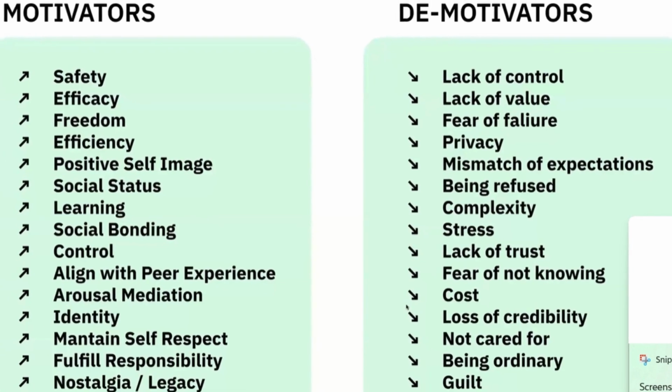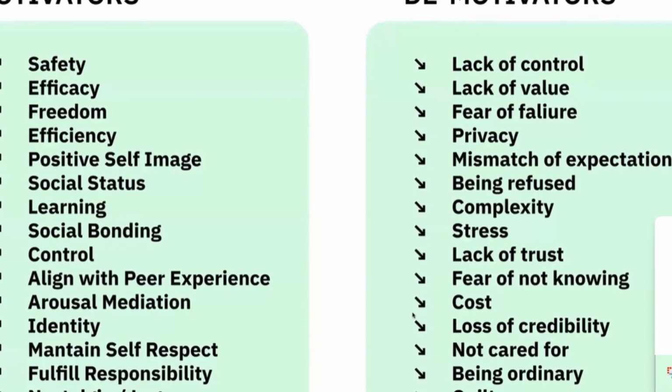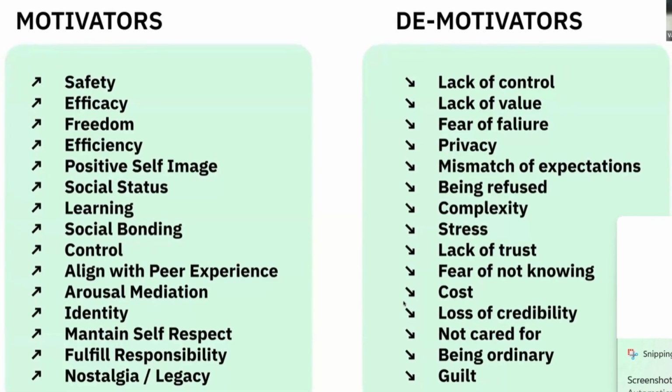On the other hand, a demotivator, as the name says, is something that makes user interaction less efficient or makes the user aggressive. For example, if I open a website for my bank account and suddenly I see an ad in front of me, I'll definitely be angry. I have come for something else and you're showing me an ad. This is a demotivator for our website.